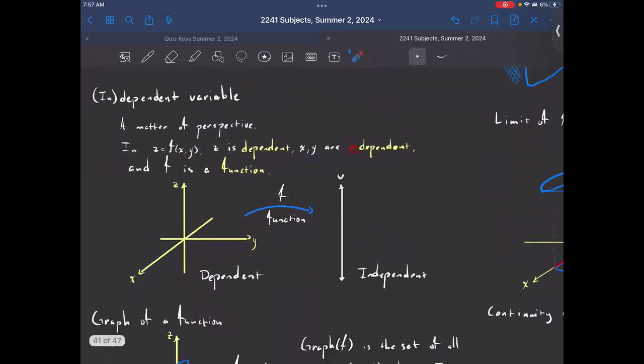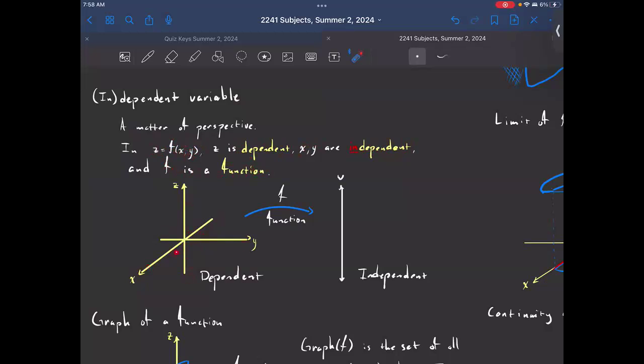Next is the independent variables and dependent variables. So this is sort of a matter of perspective, because lots of functions can be thought of as functions of certain variables, and you can flip them around and make them functions of the other variables. So in z equals f of x, y, I'm thinking of z as the output, so it's the dependent variable, and x, y as the inputs, so they're the independent variables. You can think input, independent. And f itself is the function. It's the thing that's turning x, y into z.